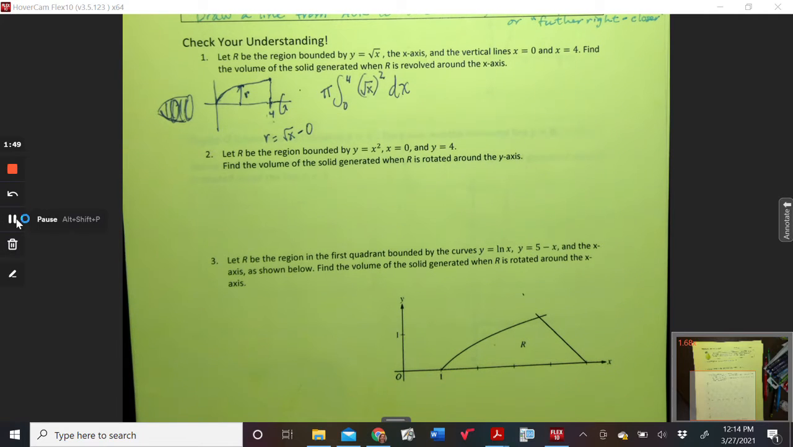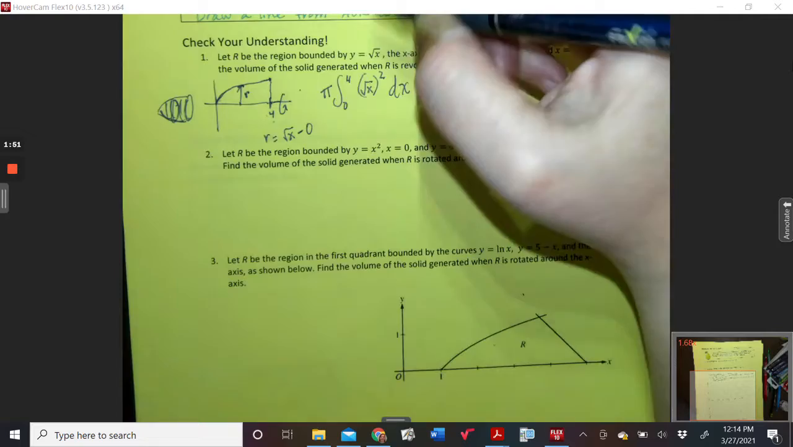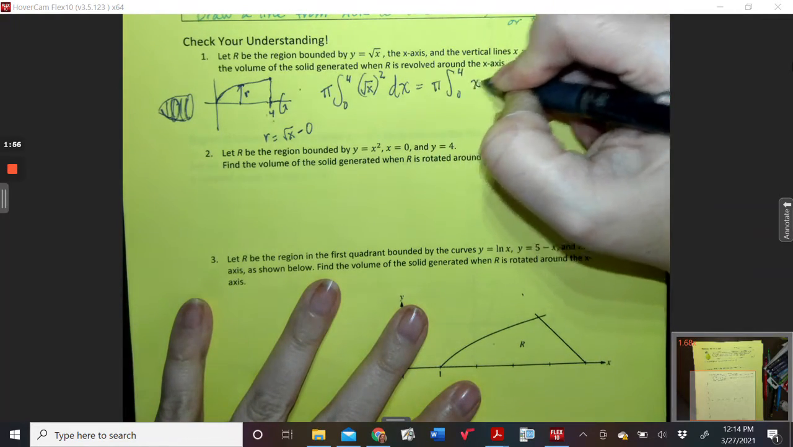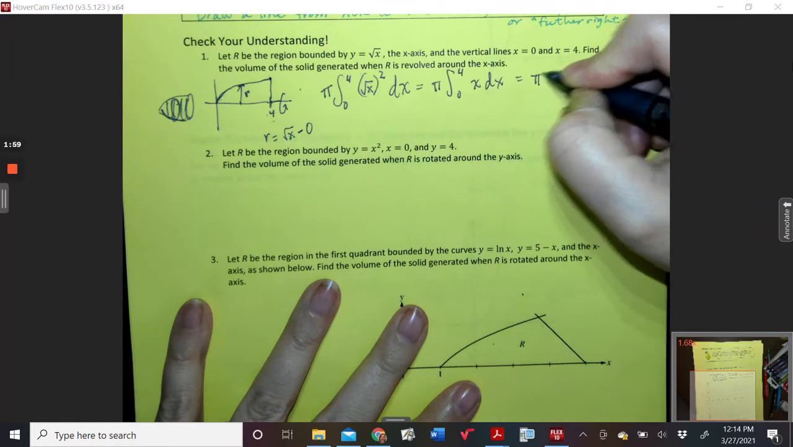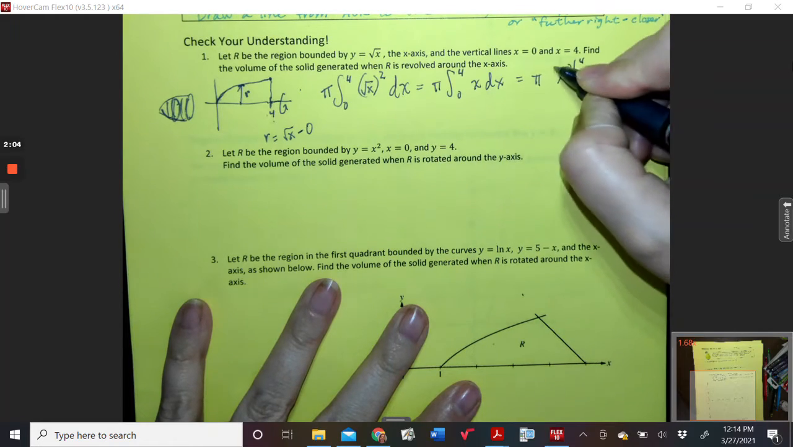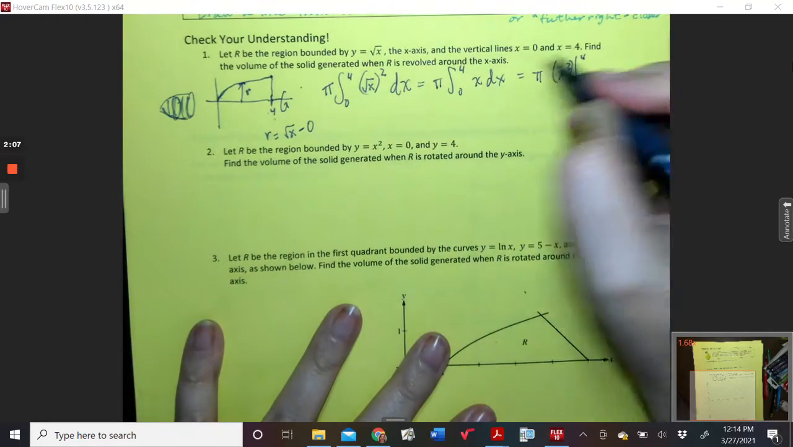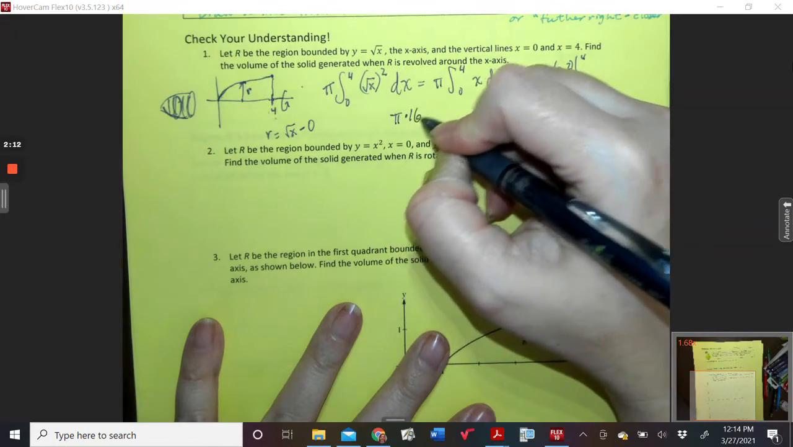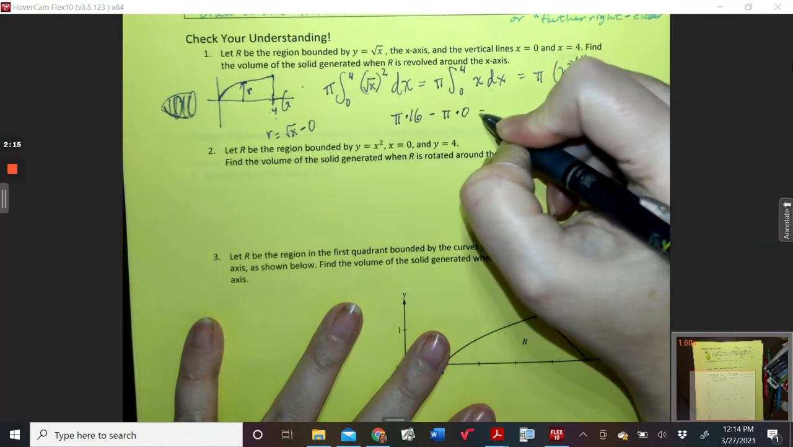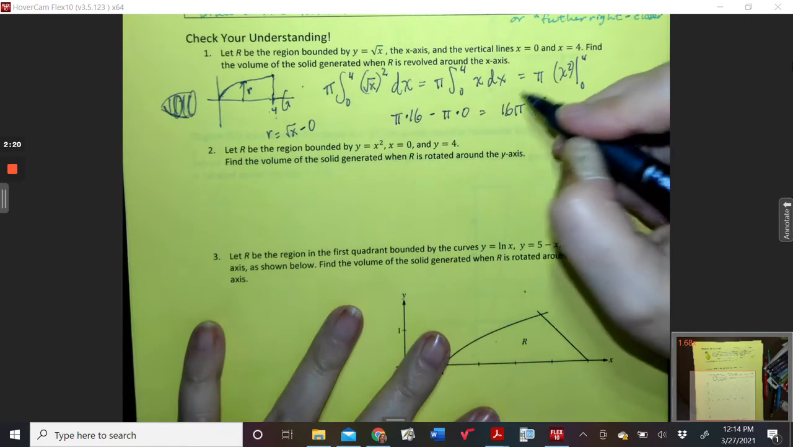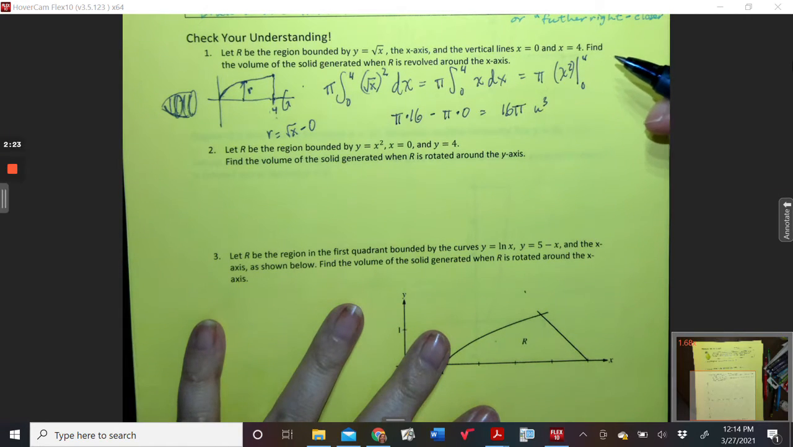Okay, take a minute, see what you think. If you disagree, let me know. Okay, I think I did a good job, so I'm going to keep going. Pi integral from 0 to 4 of x dx, which is equal to pi x squared evaluated from 0 to 4. And so pi times 16 minus pi times 0 is 16 pi units cubed. Sounds good.